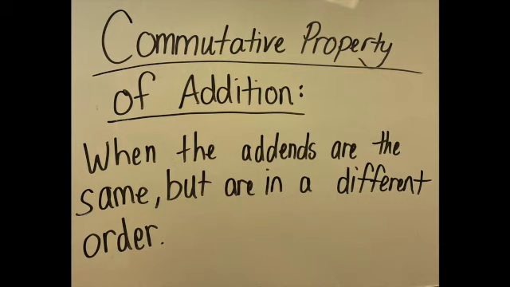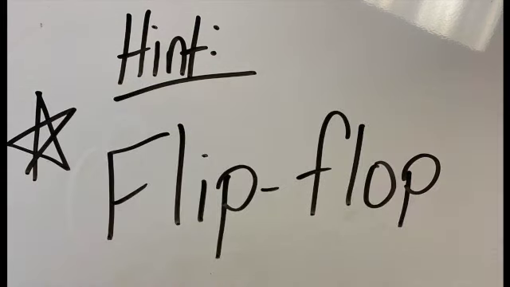When the addends, so the numbers in the addition problem, are the same, but they're just flipped around, they're in a different order, we should get the same answer or the same sum. This is my hint in remembering the commutative property of addition. Flip-flop.